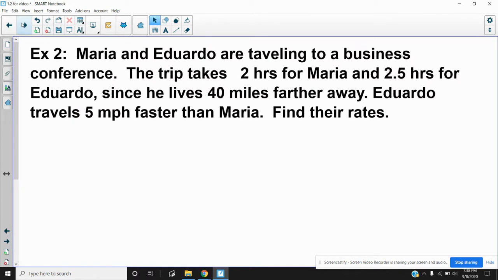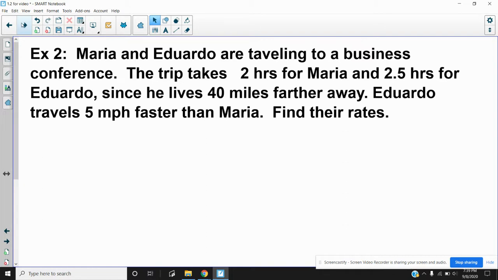So here we have two people that are traveling to a business conference. This trip takes 2 hours for Maria and 2.5 hours for Eduardo since he lives 40 miles farther away. Eduardo travels faster than Maria, 5 miles an hour faster, and we are to find the rates.